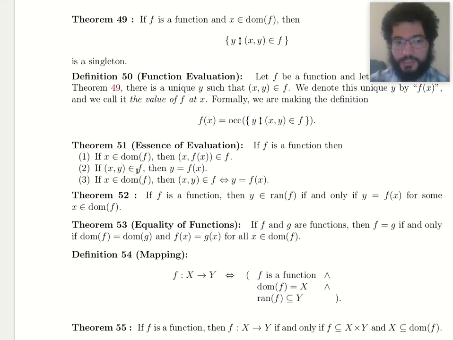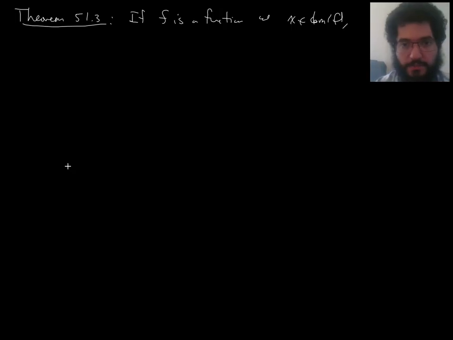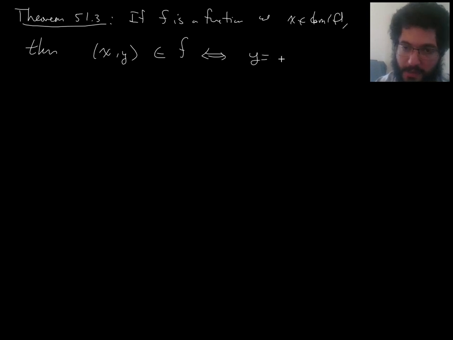Part 3 is actually just merging parts 1 and 2 together. So it says if f is a function and x is in the domain of f, then a pair like x y is going to be in f if and only if y is the thing that we call f of x. So this is the fundamental thing to understand to get how our system is modeling the idea of functions, is that these pairs are representing input-output associations. So we usually think of this as kind of input and that as the output.